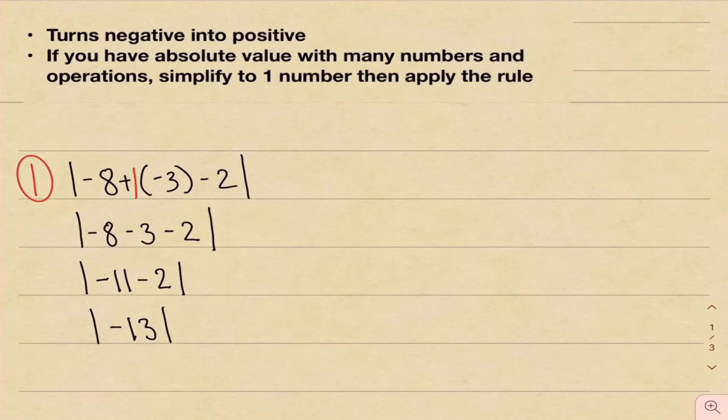So now what is the absolute value of negative 13? Let me draw the number line. So I have 0 and I have negative 13. So the absolute value of negative 13 is just how far negative 13 is from 0. Negative 13 is far from 0 by 13. So the answer is just positive 13. So the absolute value of negative 13 is just positive 13.